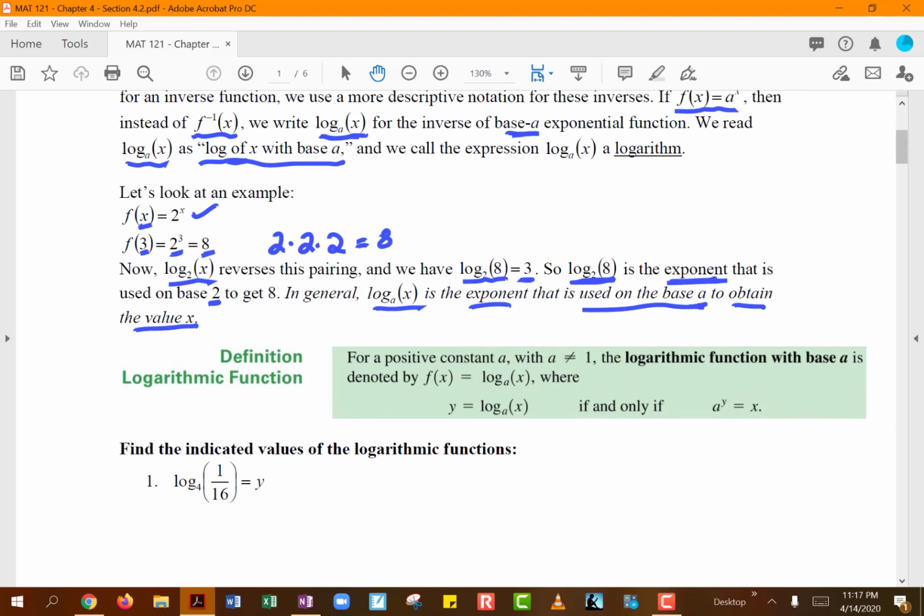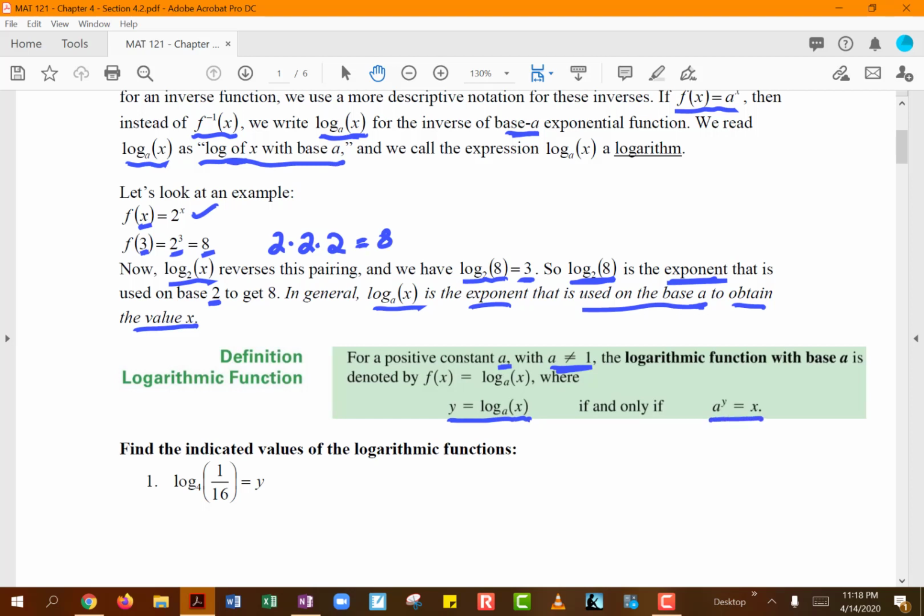So let's talk about our logarithmic function here. We have a positive constant a. A cannot equal 1. So basically we're saying your base a has to be a positive number and it cannot equal 1. And we will say the logarithmic function with base a is denoted by f of x equals log of x with base a, where you can actually say y equals log of x with base a if and only if a raised to the power of y gives you x.